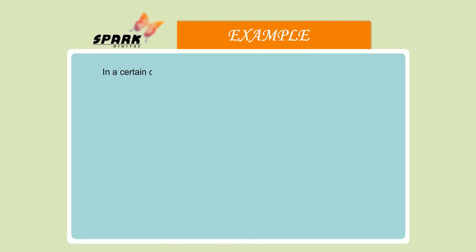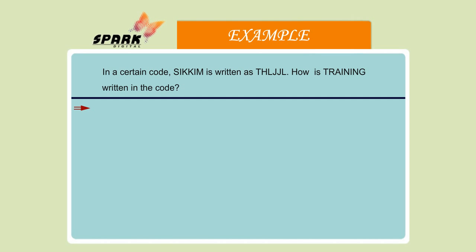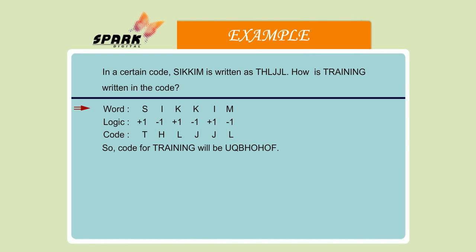In a certain code, Sikkim is written as THLJJL. How is training written in the code? The first, third and fifth letters of the word are each moved one step forward. The second, fourth and sixth letters are each moved one step backward. So the code for training will be UQBHOHOF.